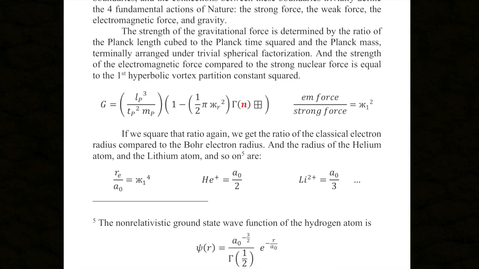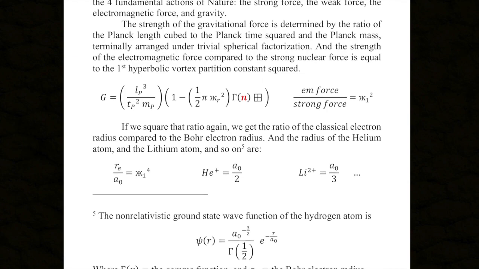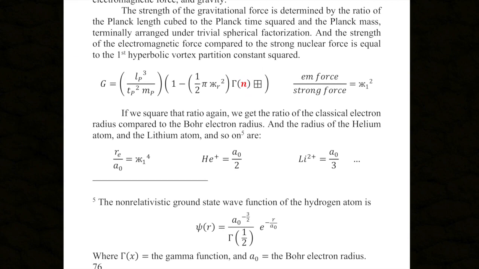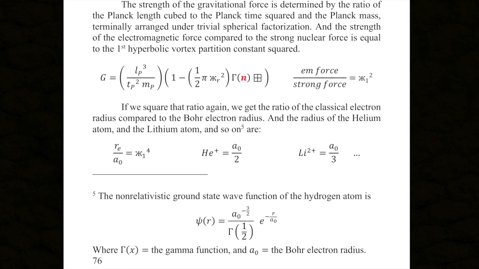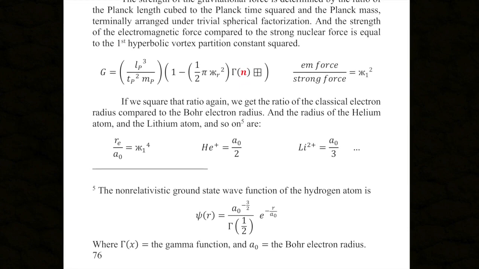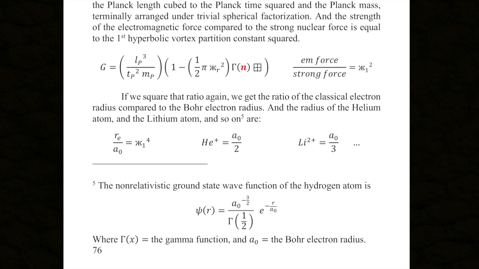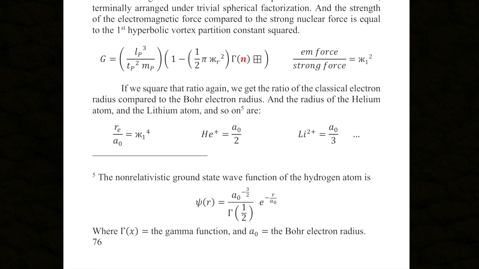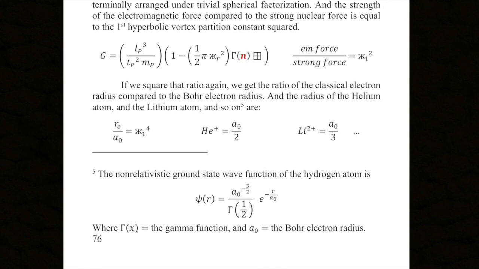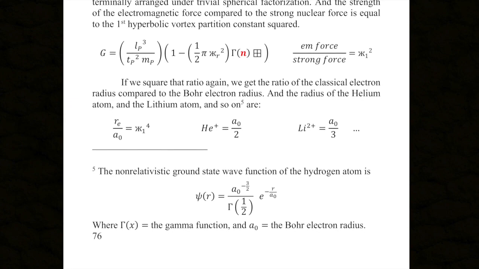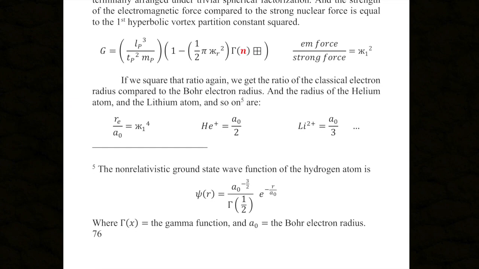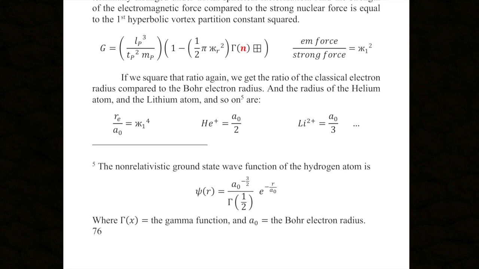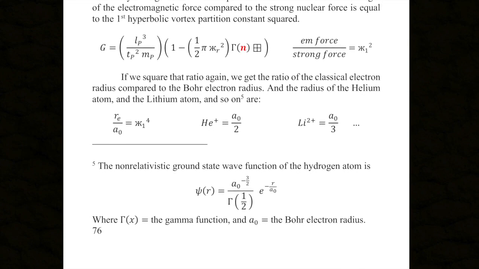And the radius of the helium atom and the lithium atom and so on are then tracked as the ratios go out of A0 over 2 and A0 over 3, where A0 is the Bohr electron radius. The non-relativistic ground state wave function of the hydrogen atom: the ideal atomic construction is defined as being a naught to the negative 3/2 power divided by gamma of 1/2 times e to the negative r over a naught, where r is our radius.